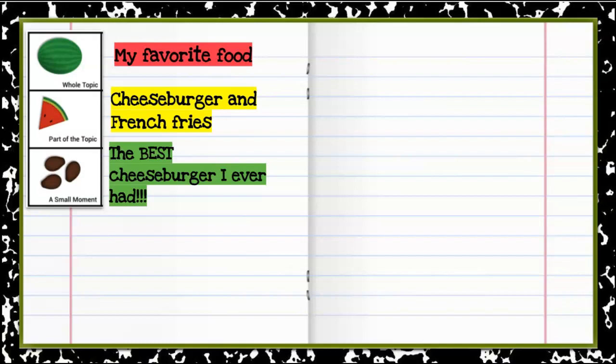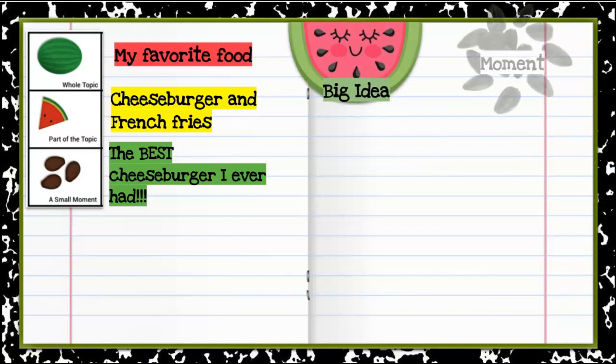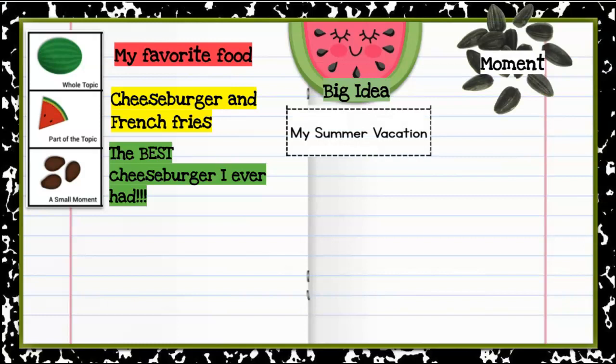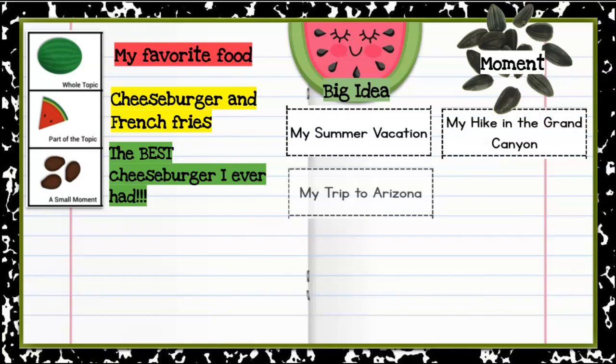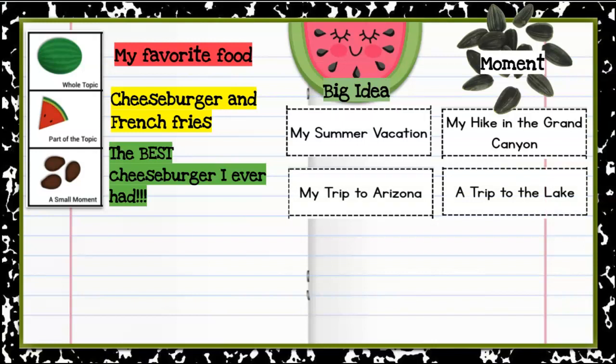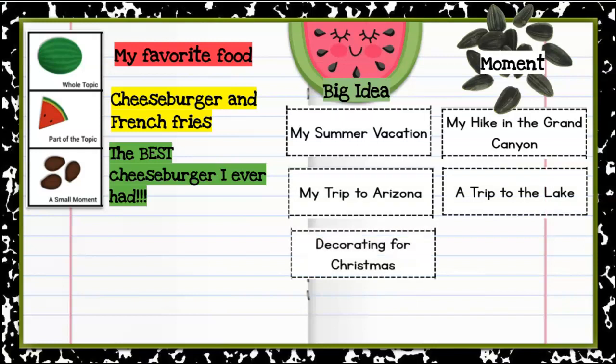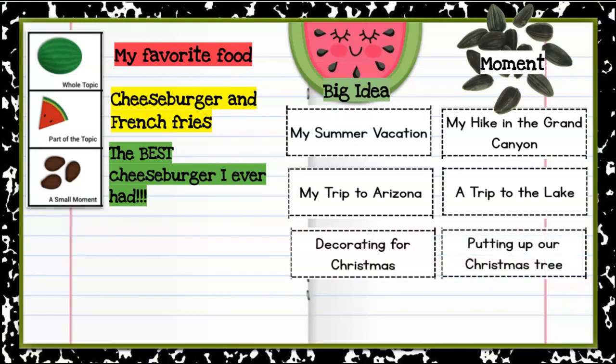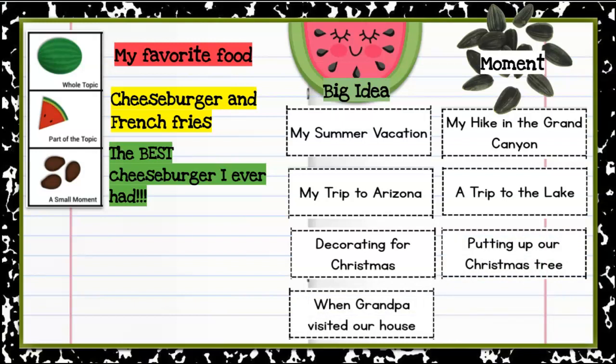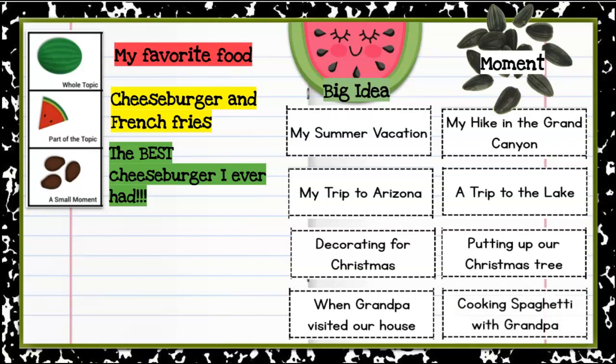Let's compare a couple other ideas as well. The big idea versus the moment. A big idea might include your summer vacation. A moment, though, the hike to the Grand Canyon. A big idea would be your trip to Arizona. A moment, the trip to the lake you took there. Decorating for Christmas is a pretty big idea, but a special moment might include putting up the Christmas tree. Or when Grandpa visits our house, it'd be a big idea, but a special moment to write about would include cooking spaghetti with Grandpa.